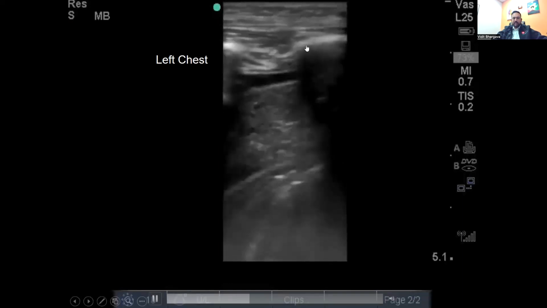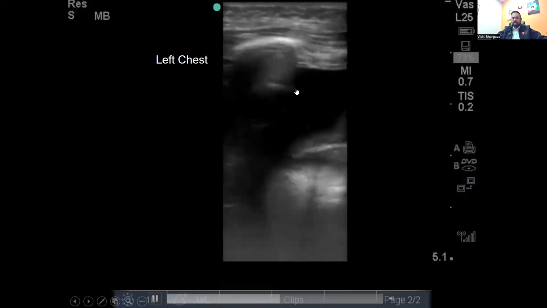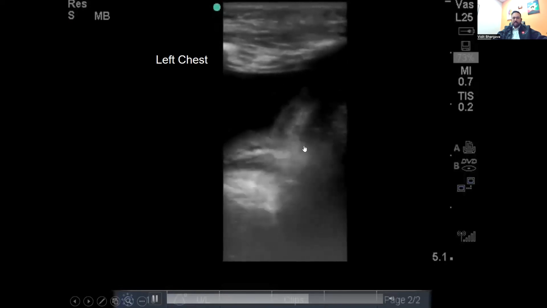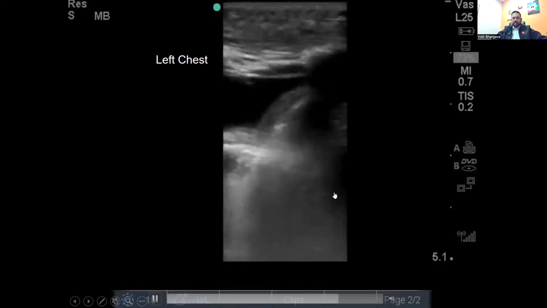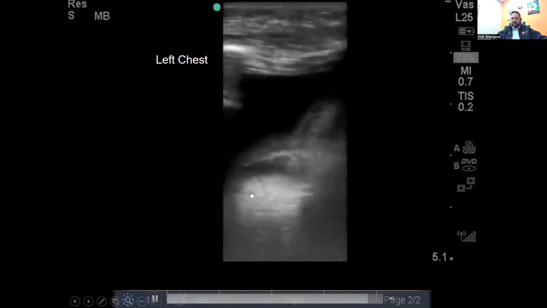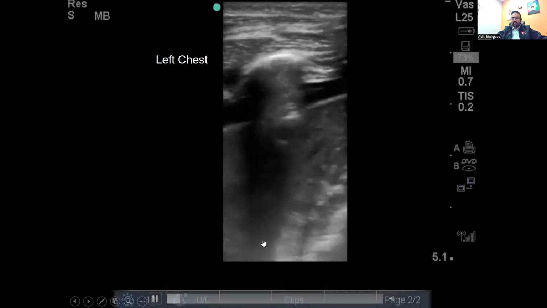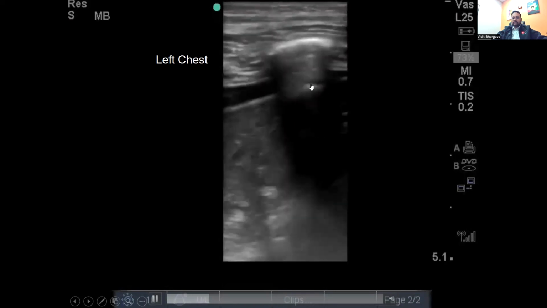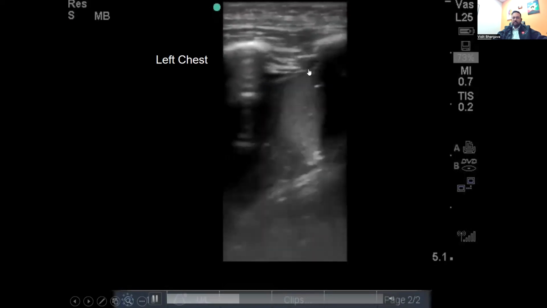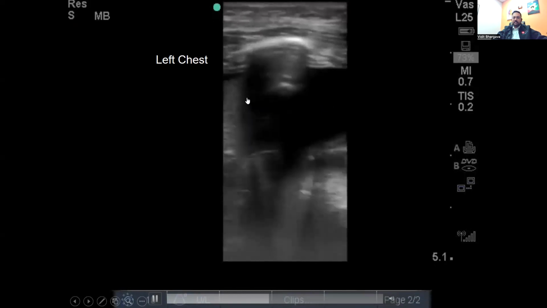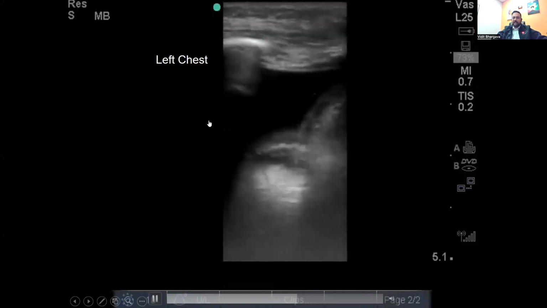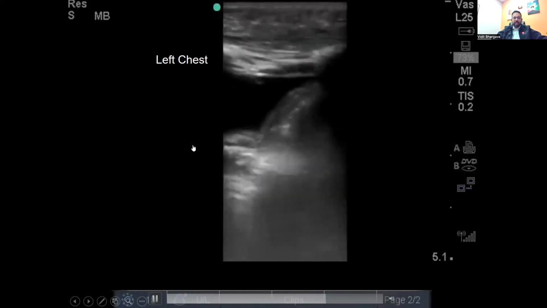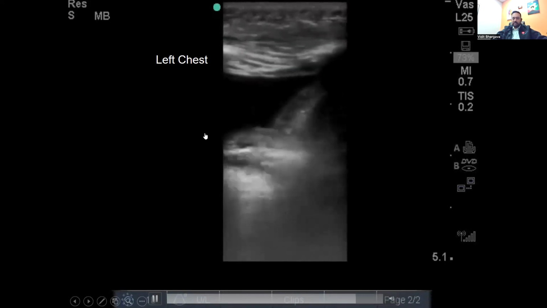So here are some images from the left side. This is obtained with a linear probe. We're in that left lower quadrant, and you can start to see the diaphragm. There are some cardiac pulsations that can be seen underneath. There is a small pleural effusion, and then just a bunch of atelectatic, consolidated lung that's present underneath this.